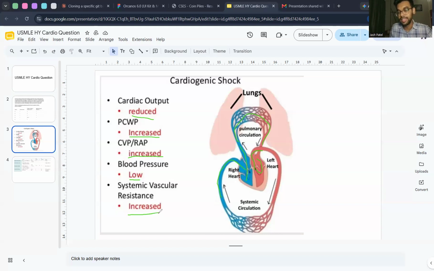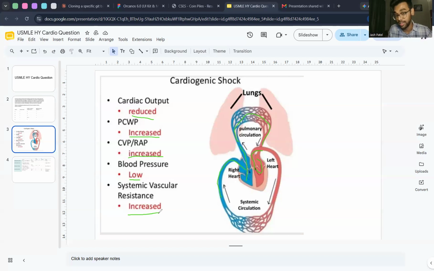The reason being, when the cardiac output goes down, it is sensed by the baroreceptors in the arch of aorta and carotid sinus, right? And these baroreceptors stimulate. When these baroreceptors are stimulated, they lead to an increase in the sympathetic tone. And when sympathetic tone is increased, it leads to vasoconstriction to compensate for the decreased cardiac output, right?